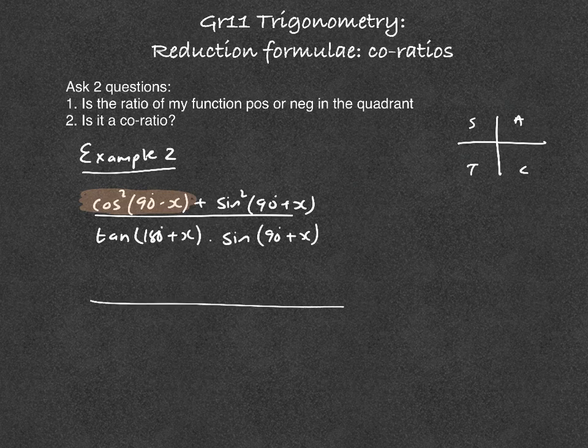Yes, well done. So cos square 90 minus x is the same as whatever that answer is, squared, right? 90 minus x is in which quadrant? It's in the first quadrant, right? Is cos positive there? Is my original function positive or negative there? It's positive there, everyone's positive. Is it a co-ratio? Yes, cos will change to sine. So the co-ratio of cos x will be sine x.